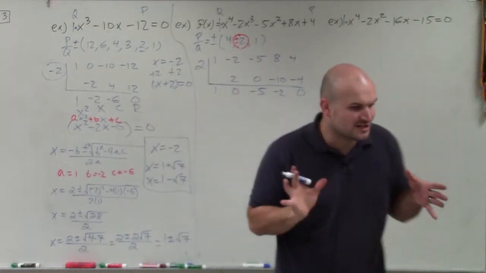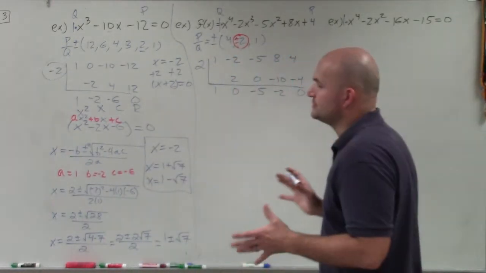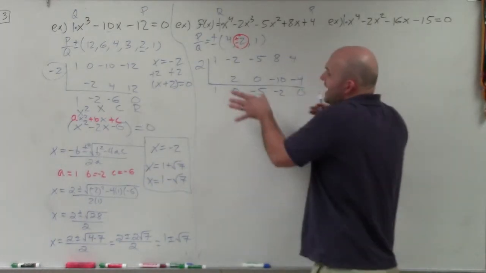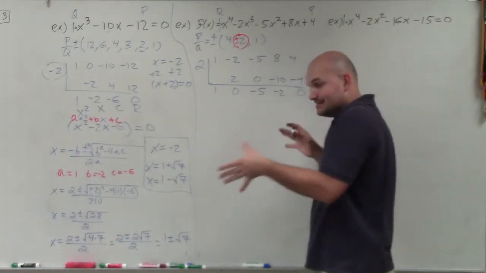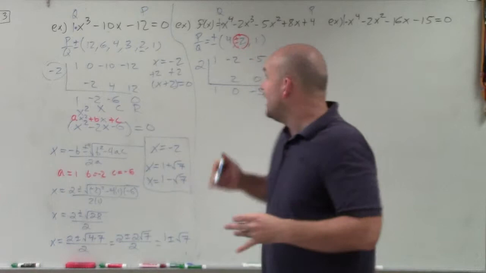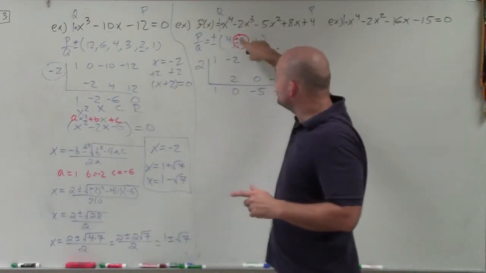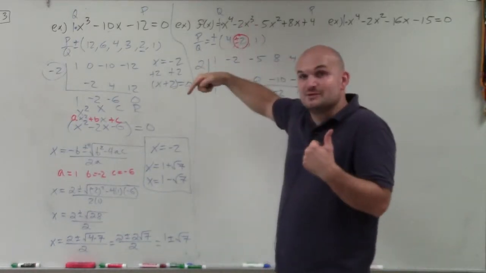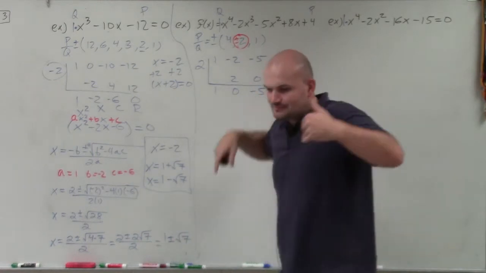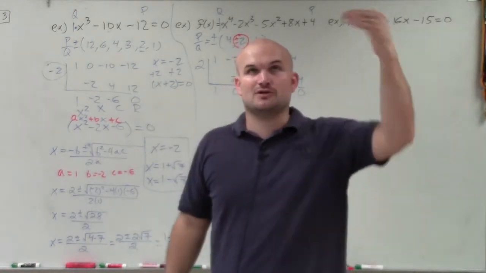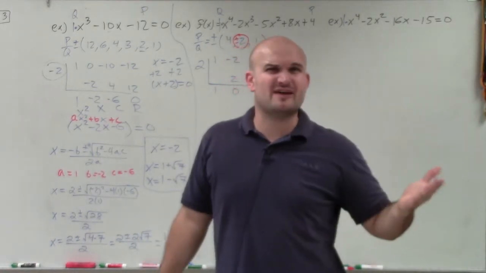Now, here's where it gets confusing. Or not really confusing, but here's where a lot of students make a mistake. This is a factor, right? I can write this in my quadratic form. However, I noticed that not only is 2 a factor, but also negative 2 is a factor. So it's kind of like saying 2 is a factor of 12, right? Well, what else is a factor of 12?